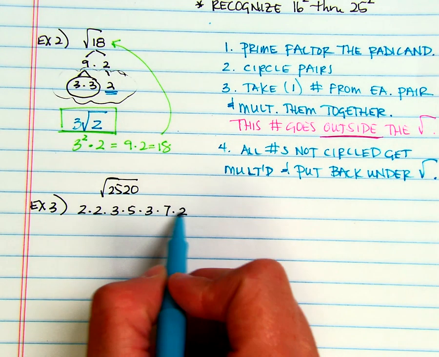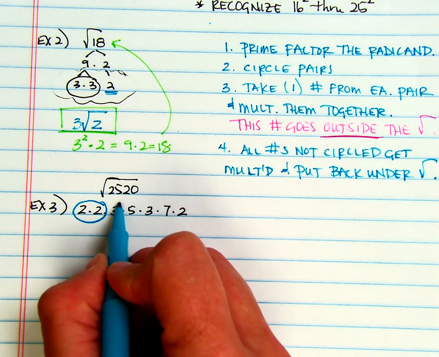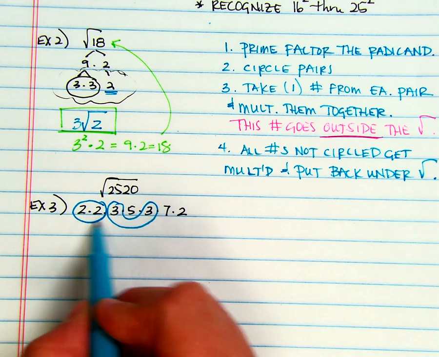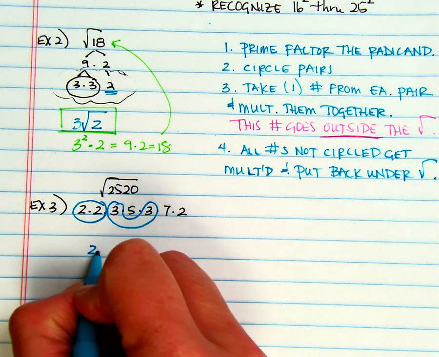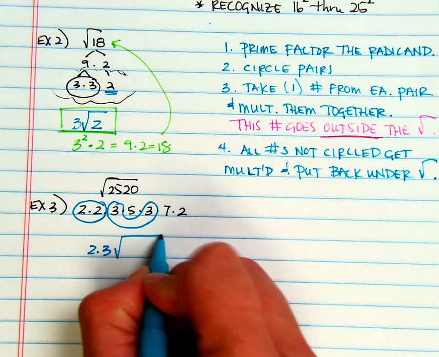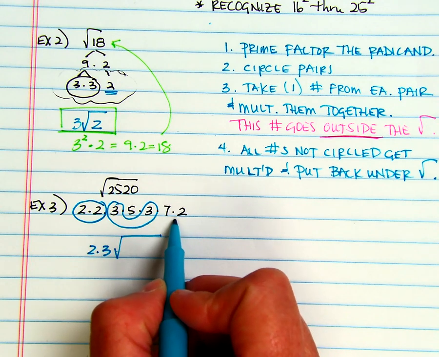So we're going to circle our pairs. I have a pair of 2s, and I have a pair of 3s. So I take one number out from each pair and multiply those together. So I have a 2 times a 3. Then all the other stuff that is not circled gets multiplied and put back underneath the radical.